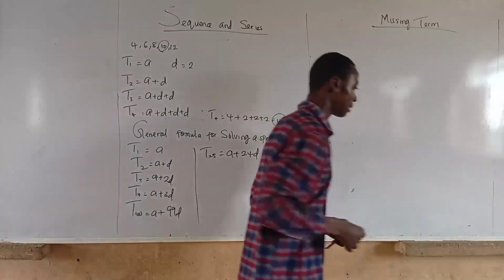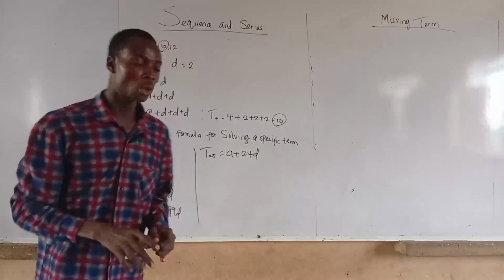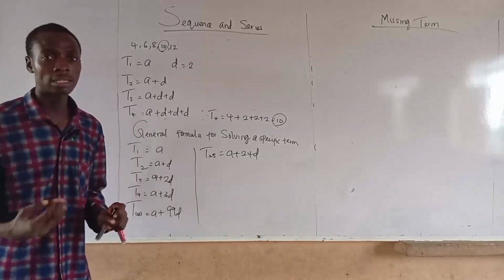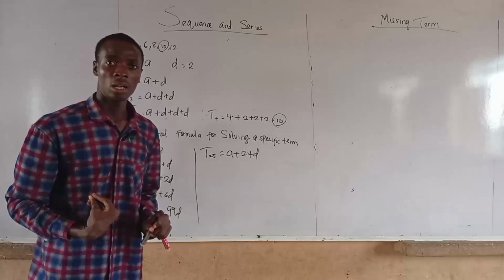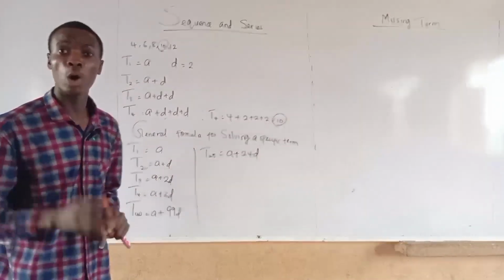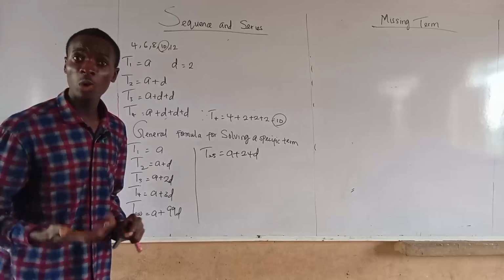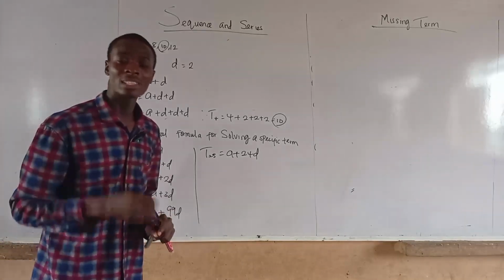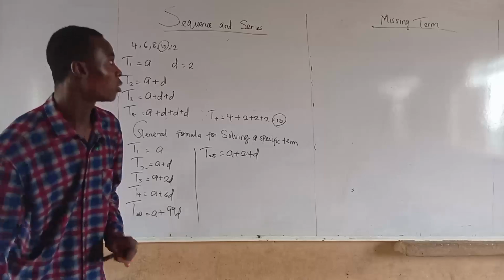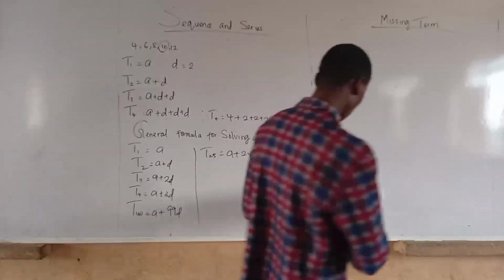If any term is missing, no matter what the term is, we can use this formula to solve it. And now we know how to get this formula. Now we understand how to get every formula here. When we are looking for the 1010th term, it will be A plus 999D, right? So let us solve questions under missing terms.